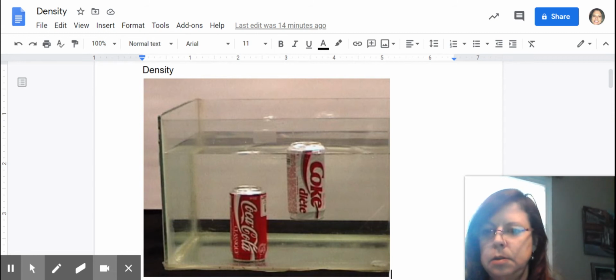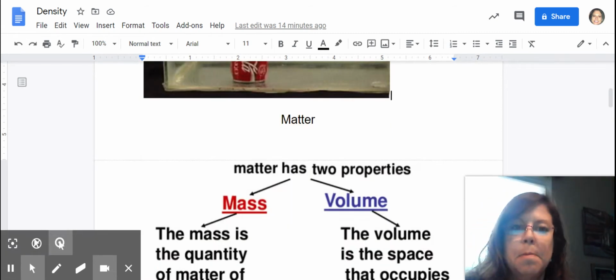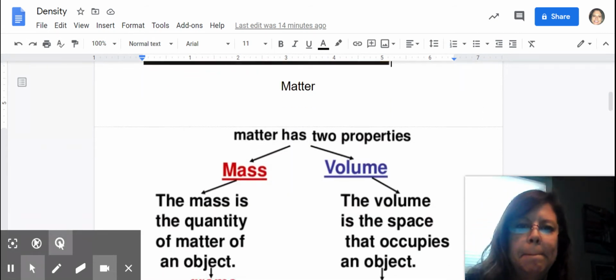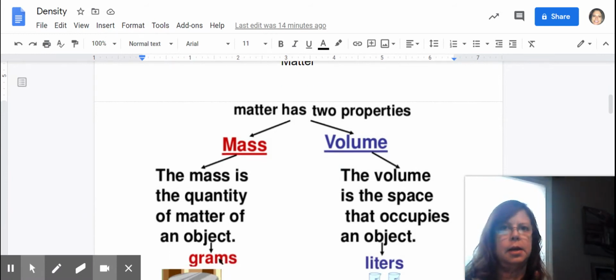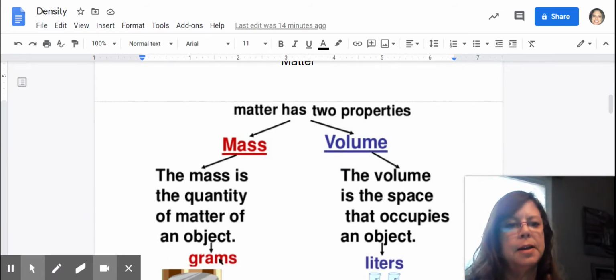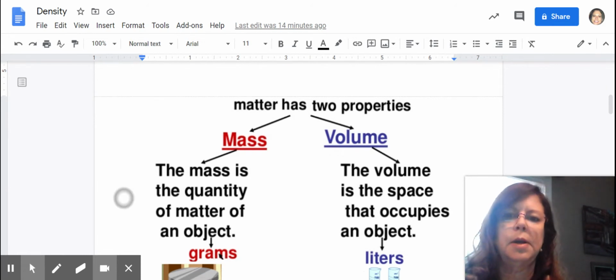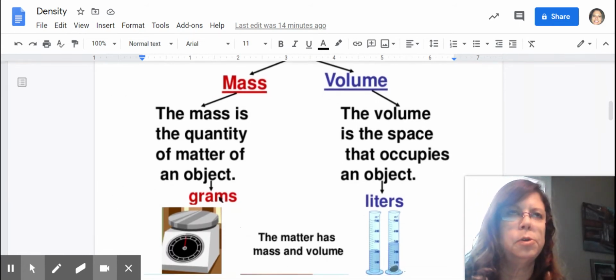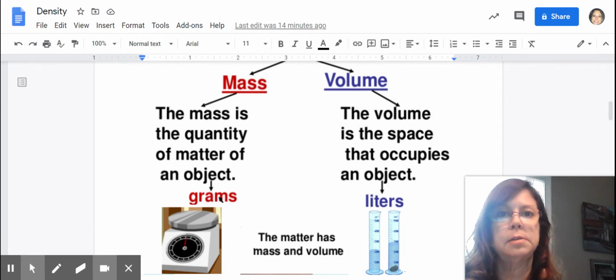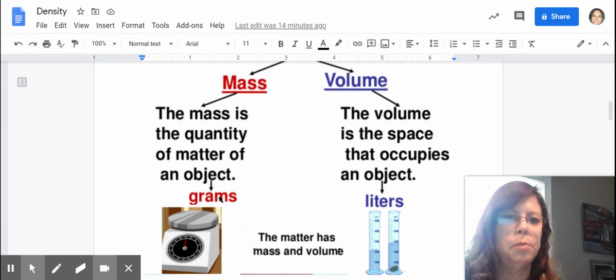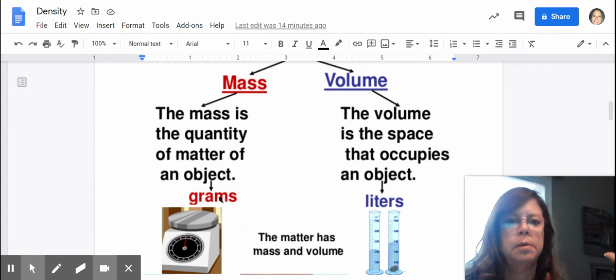So let's start with matter. Matter has two properties. Anything that is matter has mass and volume. Mass is the quantity of matter. We measure that on a scale in the lab. It's similar to weight, except weight takes gravity into account and mass does not. So the quantity of matter, how heavy something is, and the volume is the space that it occupies.